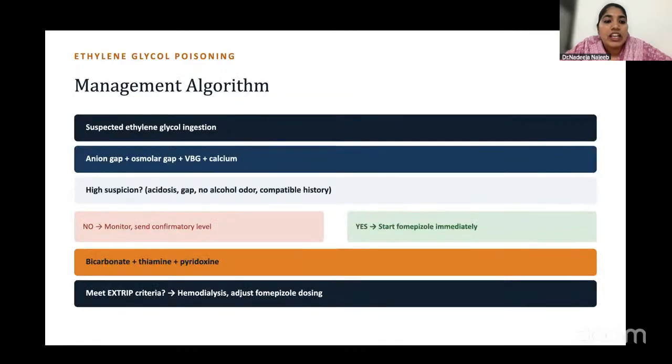Management algorithm: if you suspect ethylene glycol, calculate anion gap, osmolar gap, get a blood gas analysis, and calcium levels. If high suspicion is there, acidosis, high osmolar gap or high anion gap with no alcohol odor with compatible history, start fomepizole immediately. Bicarbonate, thiamine, and pyridoxine as adjunctive therapy. Meets EXTRIP criteria, start hemodialysis along with fomepizole dose adjustment.